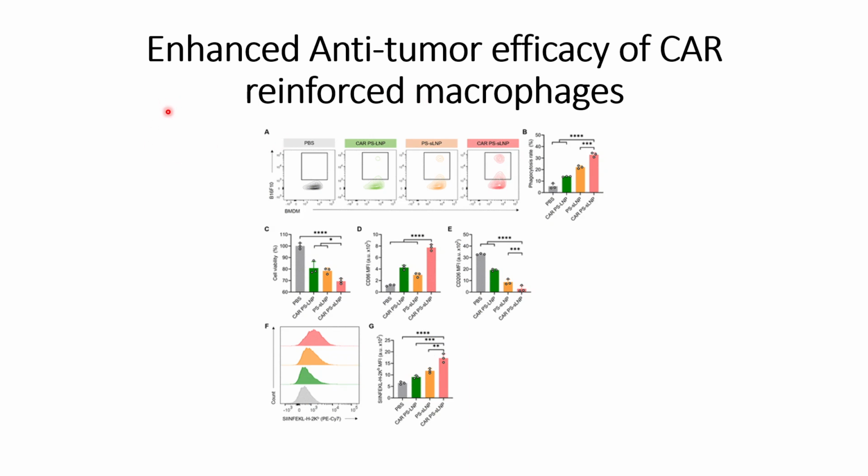So we will continue our discussion about these reinforced macrophages. In the previous videos we have understood how they designed their CAR macrophages that contain the CAR, which is optimally expressed on the macrophages. At the same time, it will also activate the macrophages through the STING agonist. So we will continue our discussions.